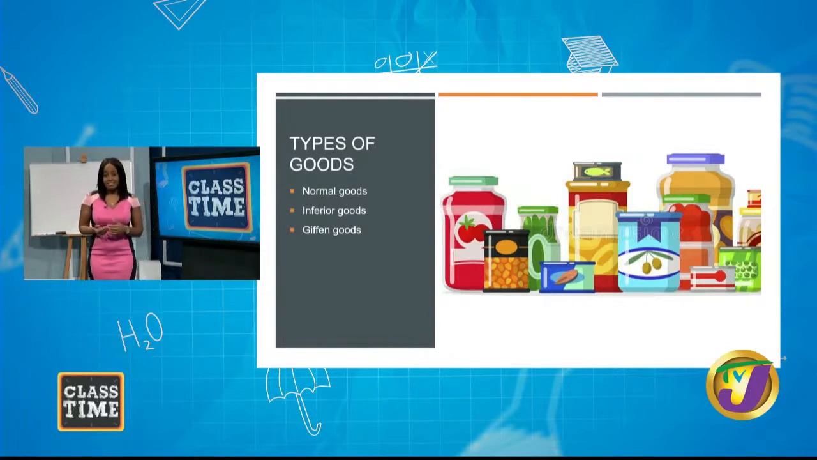For someone else, what you consider to be inferior could be a normal good, because maybe that's what they'll switch to purchasing when they have more money. Then there's also the giffen good. Now, the giffen good is a special type of inferior good, where when the price increases, that's when people start to purchase more.